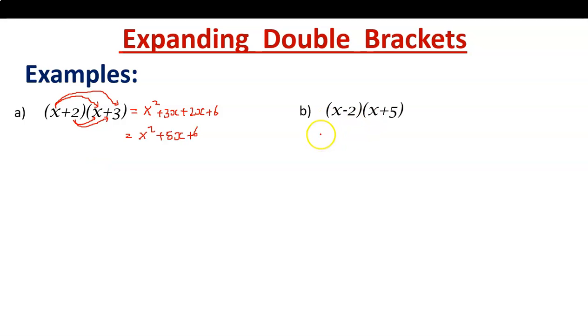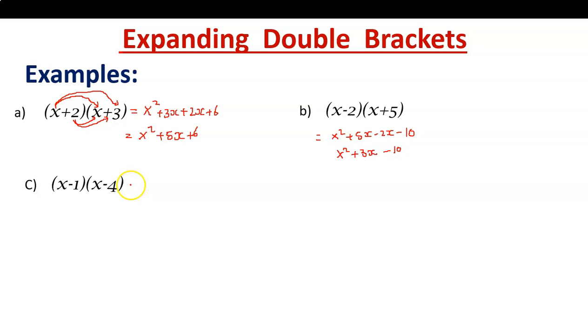Okay, here we are. x times x, again, that gives you x squared. x times 5, that's 5x. Minus 2 times x, that's minus 2x. Minus 2 times 5, that's minus 10. Collect like terms. Always the middle 2 terms are like terms. So 5x minus 2x is 3x, minus 10.